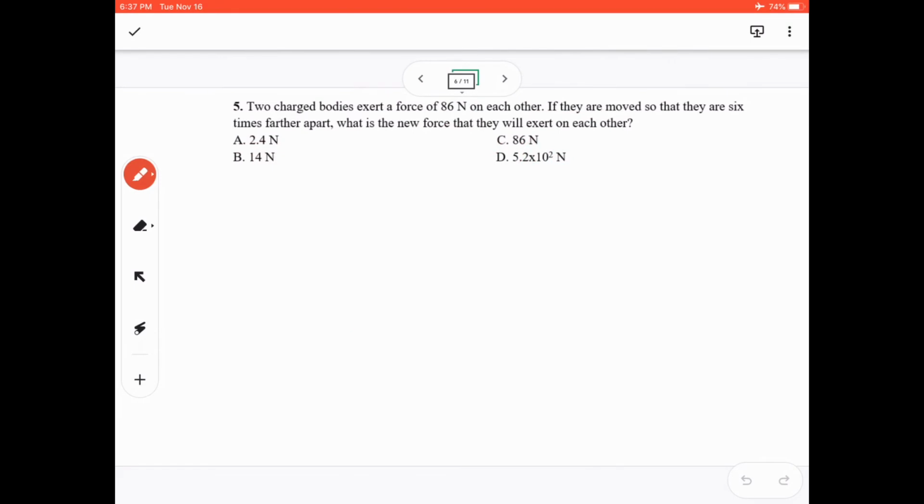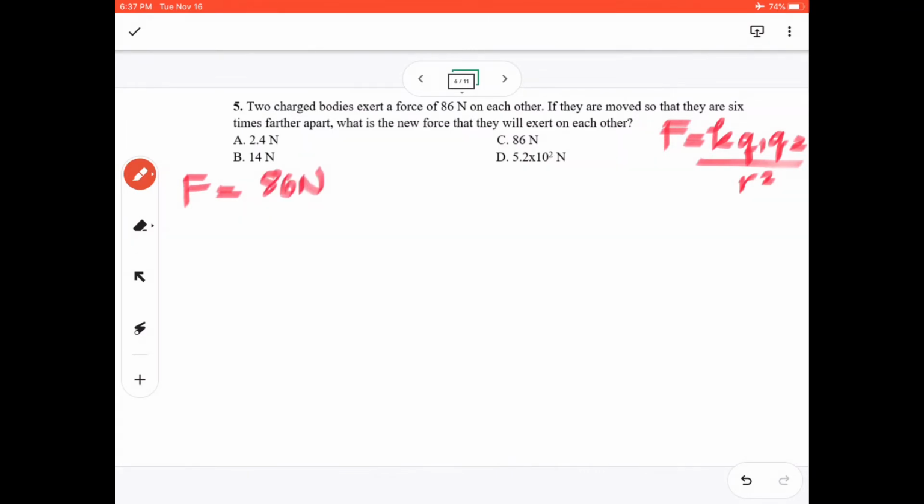Question 5. Two charged bodies exert a force of 86 newtons on each other. If they are moved so that they are 6 times farther apart, what is the new force that they will exert on each other? So this is also an application of Coulomb's law, F is equal to K Q1 Q2 over R squared. But in this case, the force is already given. F is equal to 86 newtons.